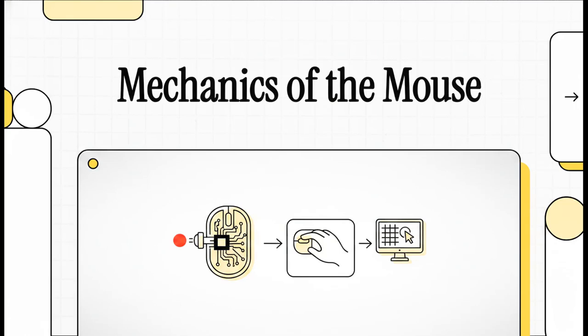Welcome to this explainer, where we're going to dive right into the fascinating everyday magic of an object that's probably sitting right under your hand at this very moment, the computer mouse. Today, we're exploring the precise mechanics of this essential tool, and we'll map out exactly how your physical movement in the real world turns into instant digital action on your screen.